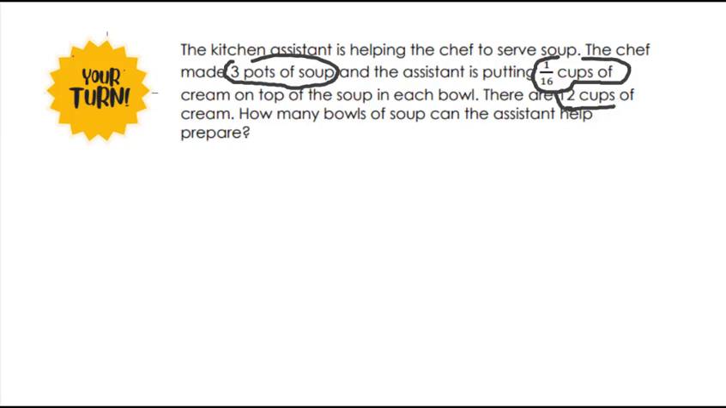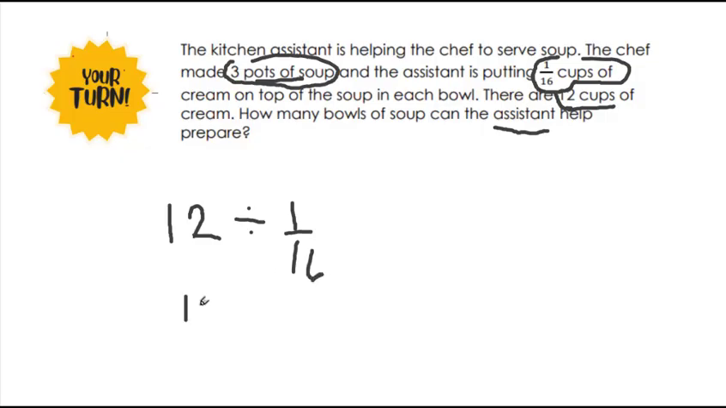There is a lot of information here, but think about what the question is. How many bowls of soup can the assistant help prepare? What is the assistant doing to help prepare the soup? The chef has 3 pots, but the assistant has 12 cups of cream to be able to put that 1/16 of a cup on top of the soup. So what we're seeing here is the assistant can help with some of the soup, but not all of the soup. Not all of the soup will have cream on top. So we have 12 divided by 1/16.